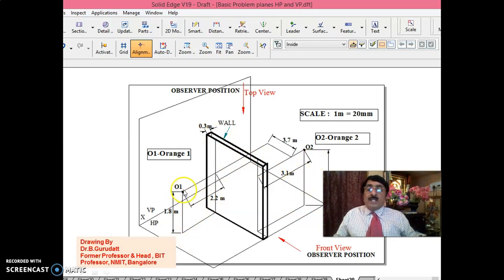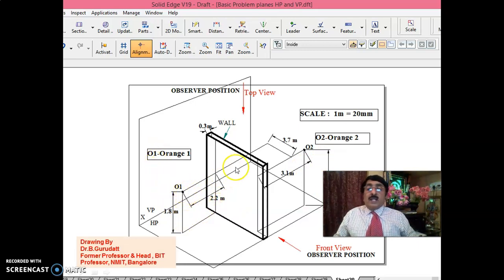See here, orange 1 is here. How much is orange 1 above HP, or the ground? It is 1.8 meters. For 1 meter equal to 20 mm, it is 36 mm. You draw. Then orange 2 is on the other side of the wall. That is 3 meters above the ground, that means 60 mm above the ground. These things, the 3 meter and 1.8 meter, you can see in the front view.